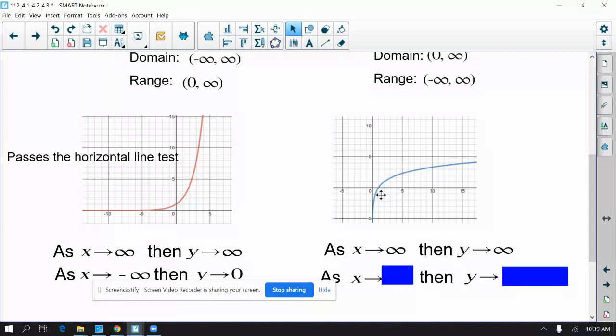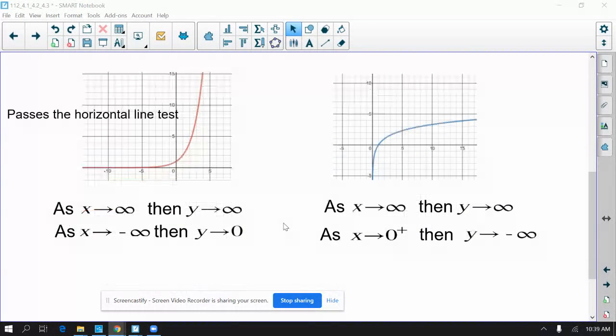So how can I describe the end behavior of this? Well, when x gets really, really close to 0, but from the right. And we have notation for that. X approaches 0 from the right. What happens to the y values? Well, the y values go down to infinity.